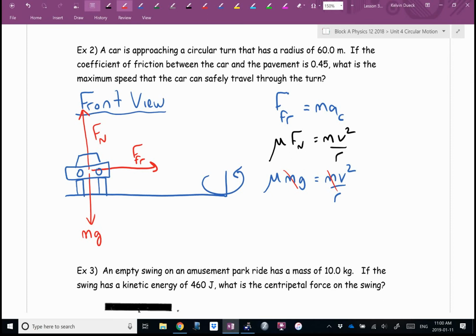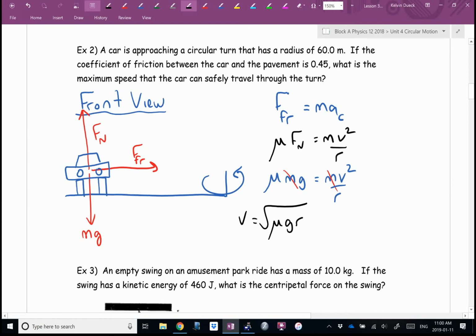Maddie, what are we trying to find? How would I get the v by itself? In fact, I think last day we got the square root of g r a couple of times. Here, square root of mu g r. So it's kind of a familiar friend almost. It tells me I probably did this correctly. v is going to be the square root of mu g r.